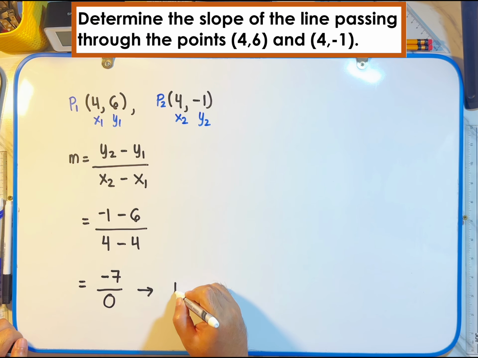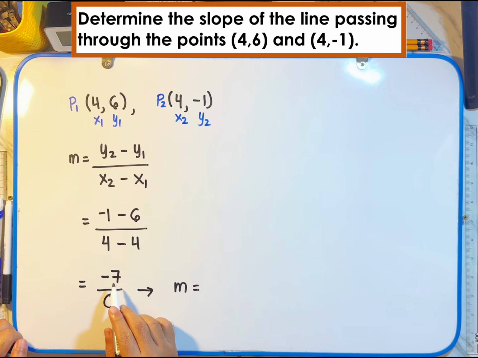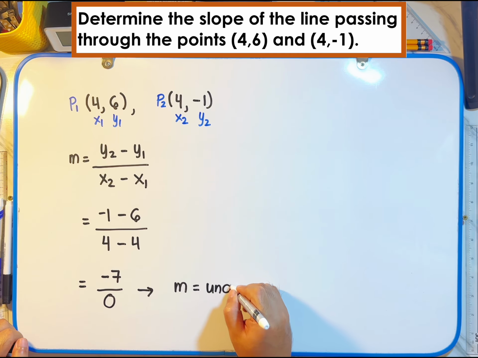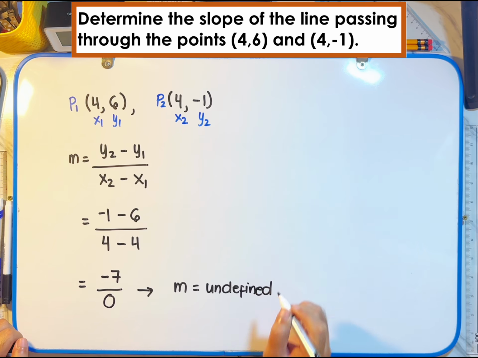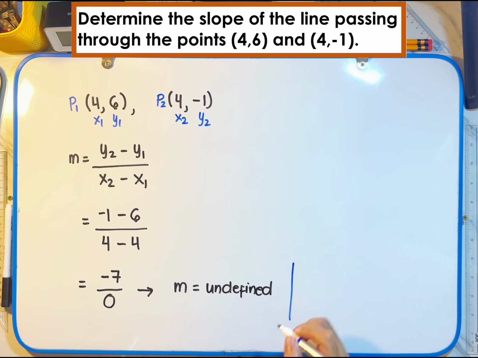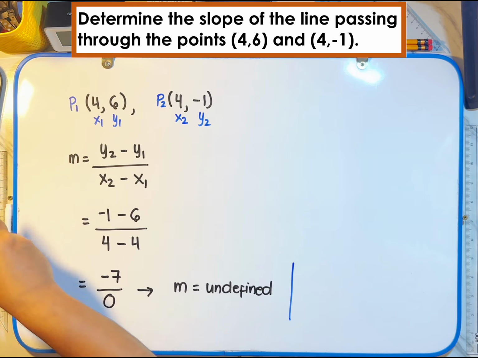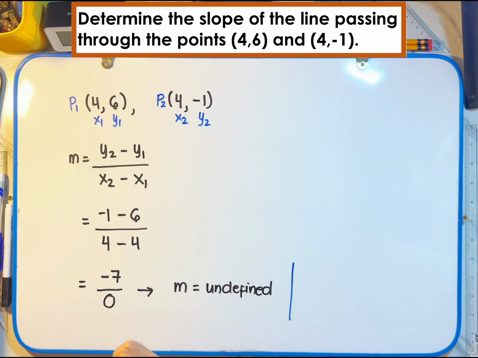Therefore, we can say that the slope is negative 7 divided by 0, which is undefined. Okay, you cannot divide any number by 0. If you try to use a calculator, you will get a syntax error. So undefined, as we said earlier, if our slope is undefined, we have a vertical line. So let us try to confirm by graphing.